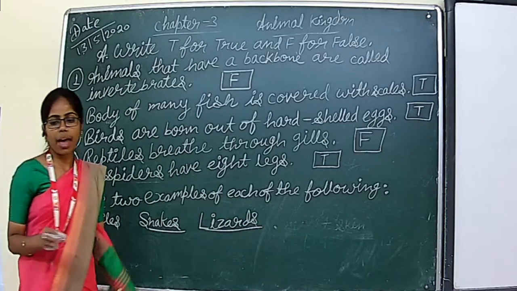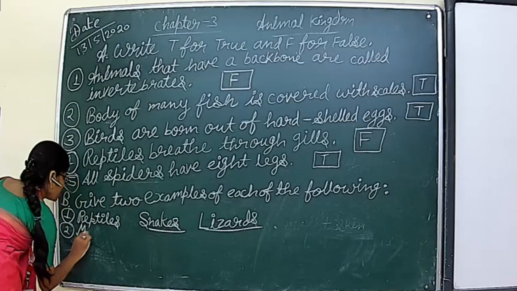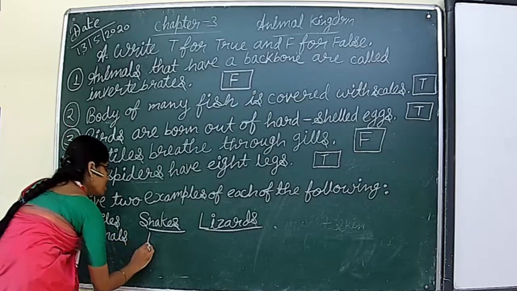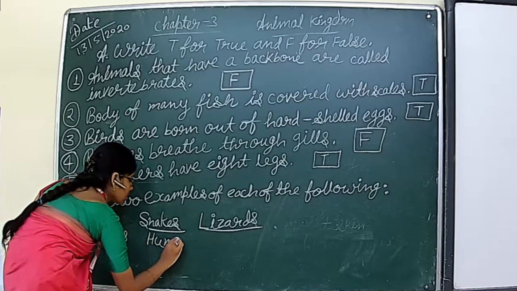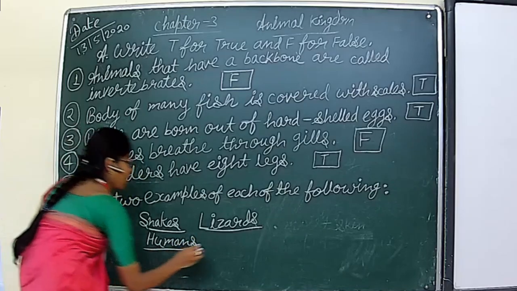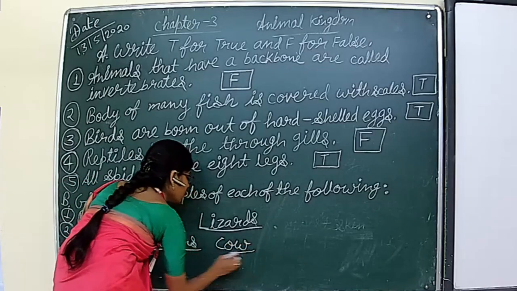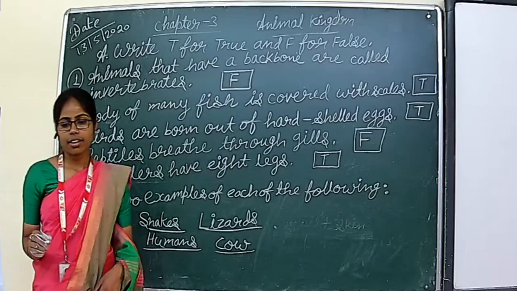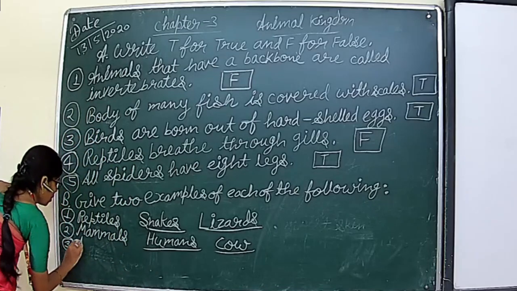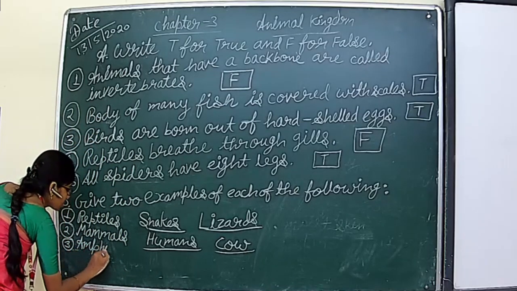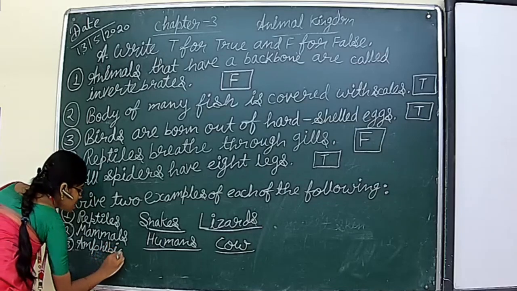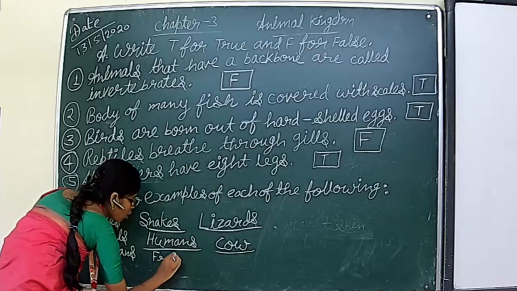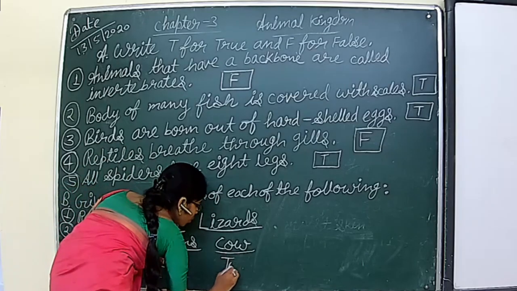Now next category, question number 2. Mammals. Two examples for the mammals: humans and cow. Now next category, question number 3. Amphibians. Amphibians means those animals which can live on land and also in water. Frog and toad.